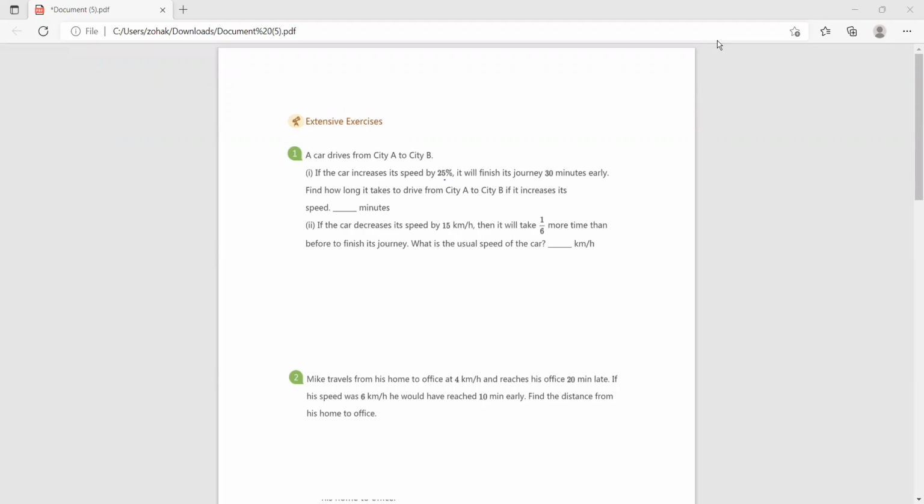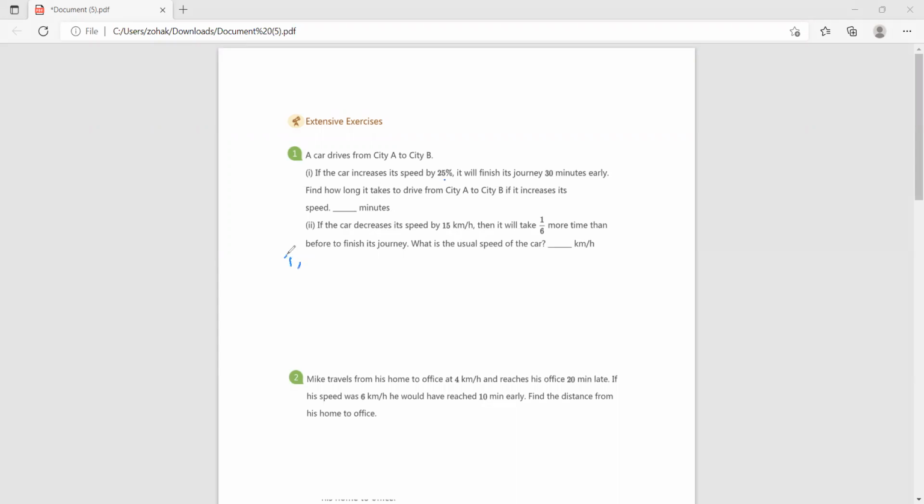Let's get straight onto the extensive exercises for our distance lesson that we did. So we've been told over here that a car drives from city A to city B. If the car increases its speed by 25%, it will finish its journey 30 minutes early. Find how long it will take to drive from city A to city B if it increases its speed.